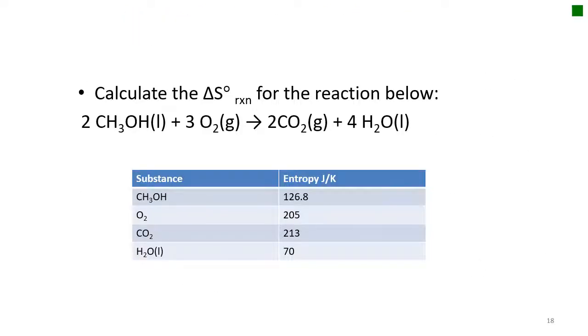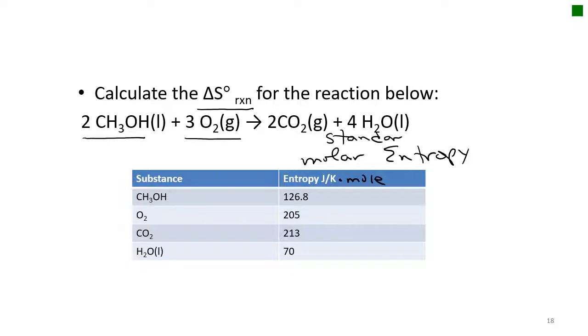Now, we can actually calculate a change in entropy for a reaction from the molar entropies. And this would be the standard molar entropy. The units here are off. These really should be joules per K mole. But with that in mind, we can calculate this. So if we have a reaction where we're going from 2 methanols and 3 oxygens as a gas into 2 carbon dioxides and 4 waters as a liquid, we can get the change in entropy.